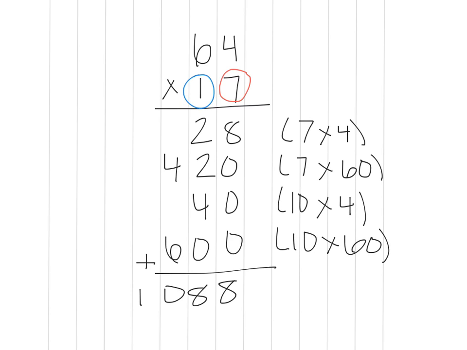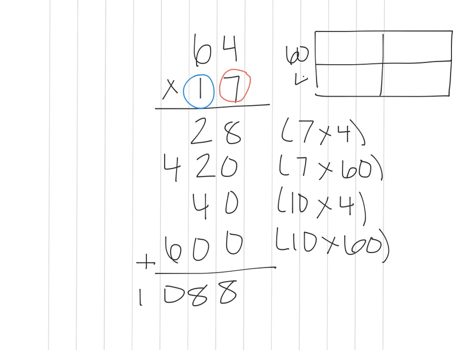Just as an aside, if we were to draw this as an open area model, we would have 64 times 17, and we'd get those same products. We'd get 600, 420, 40, and 28, and they just might not be in the same order. Obviously, we did that a little bit differently in the partial products method, but that open array is also a really great way for students to see the math that is happening.